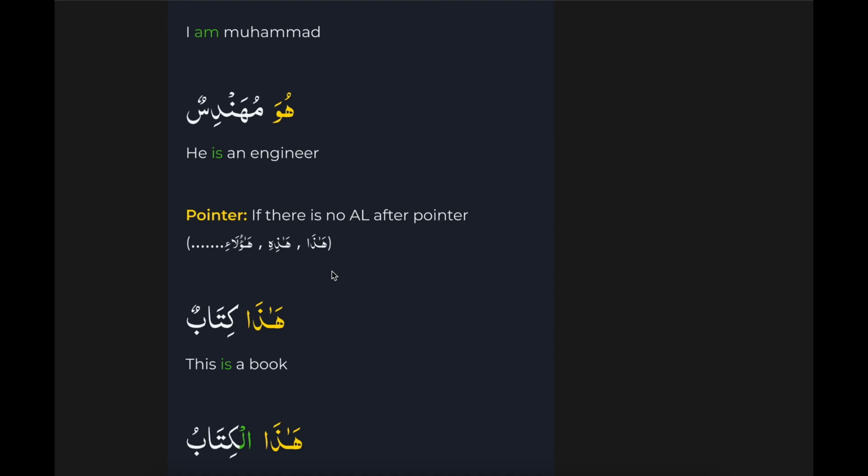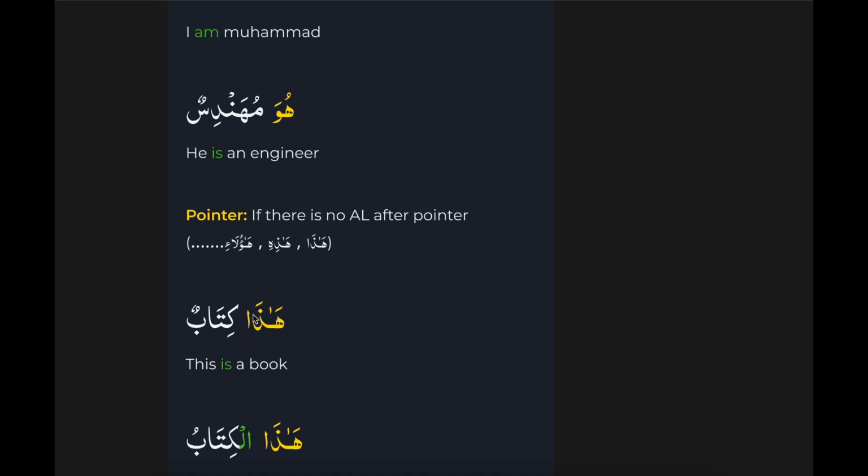Do you remember the pointing words? هذا, هذه, هؤلاء, ذلك, تلك, أولئك. Those were pointing words. And if you see a pointing word and after that there is no al, in that case, you can add is.